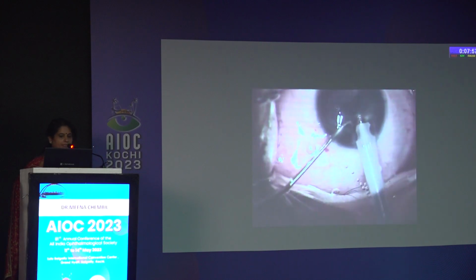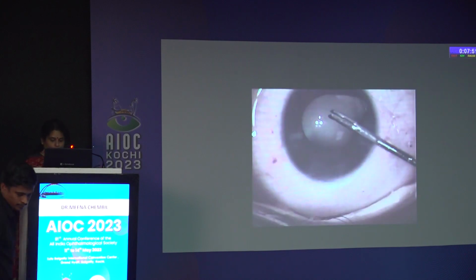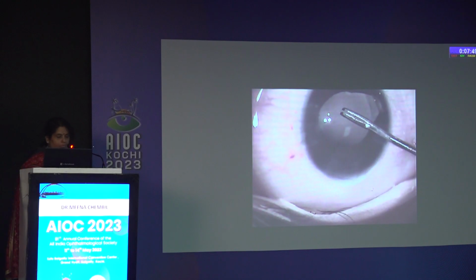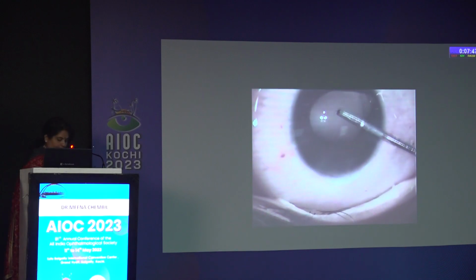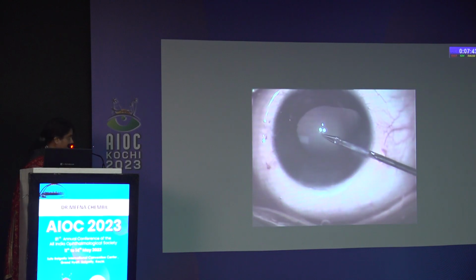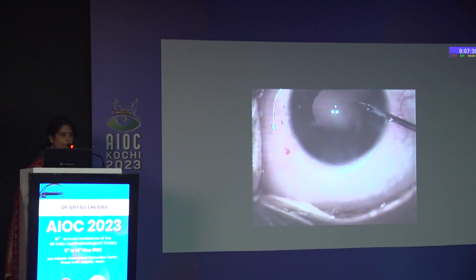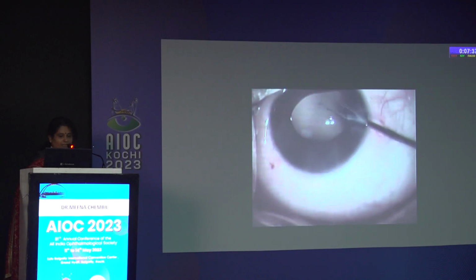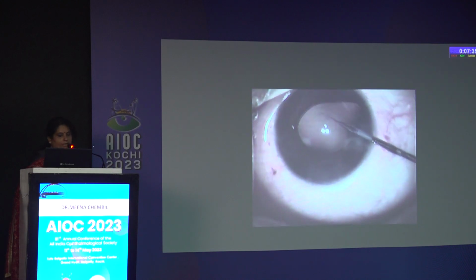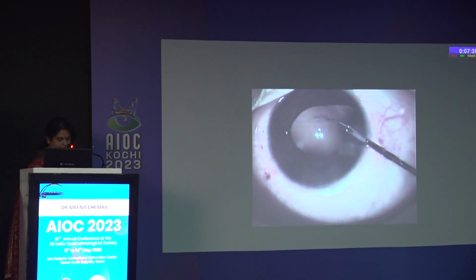So here you can see the nucleus was very hard. It was just like an adult nucleus. So I had to go for phacoemulsification. I usually don't do phacoemulsification, but in this case I had to use the phaco probe to remove the nucleus. It was that hard. And posterior capsulotomy was easy in this case. It was just like any lamellar cataract.